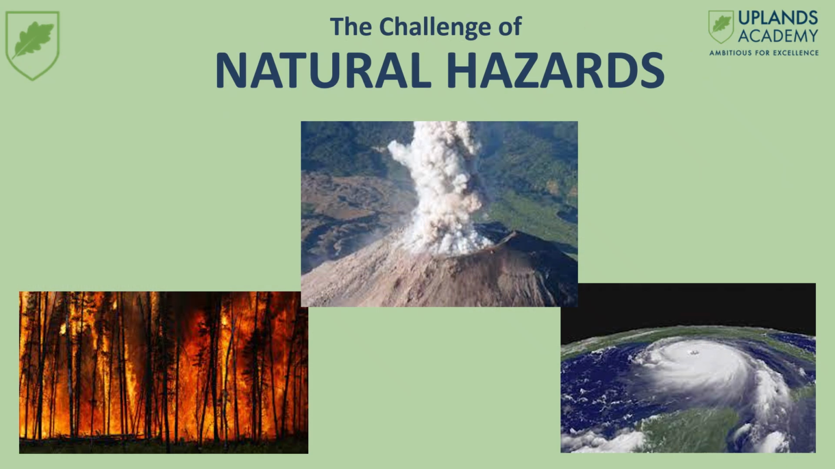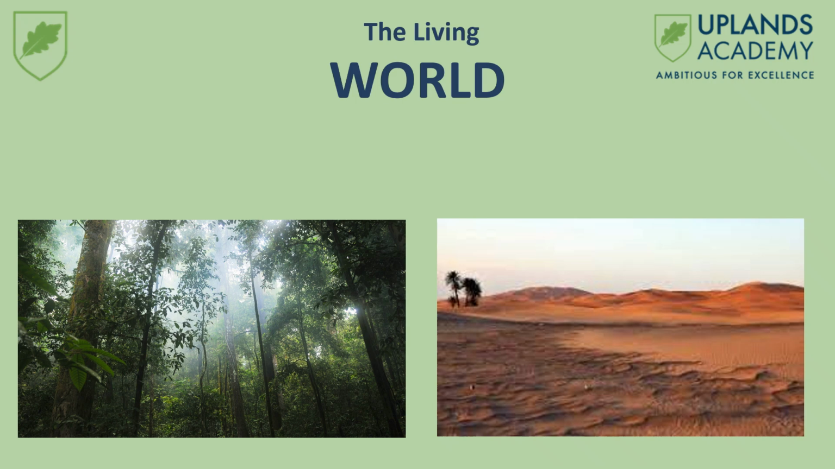So the topics of paper 1, the first one that we will cover are the challenge of natural hazards. So this includes things like earthquakes, volcanoes, wildfires, and other events such as tsunamis. It also includes the challenge of climate change at the moment. We then move on to looking at the living world. So this is our ecosystems with a focus on the tropical rainforest, so the Amazon case study. And then there is an options selection process where you can either choose hot deserts or cold environments, and we will study hot deserts.